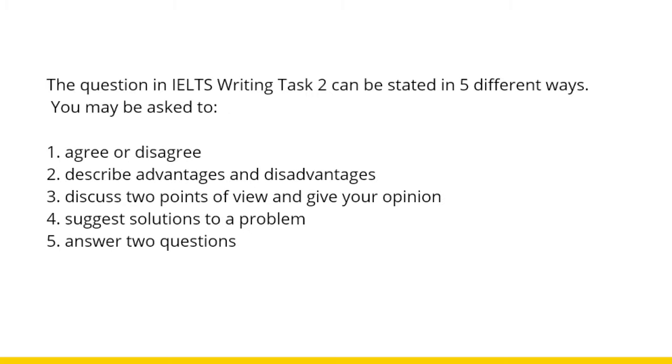In the IELTS writing task 2, you'll be asked to show your opinion and be able to defend your point of view. The question in the IELTS writing task 2 can be stated in 5 different ways, or in other words, we can call it 5 different essays that you'll be asked to complete. You may be asked to, number 1, agree or disagree, number 2, describe advantages and disadvantages about a particular topic, and number 3, discuss two points of view and give your own opinion on which one you support.